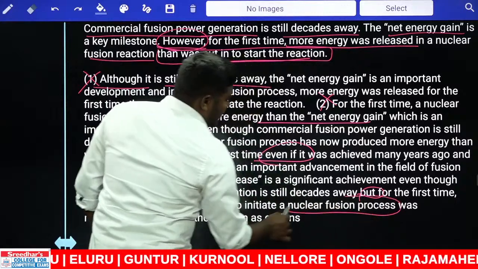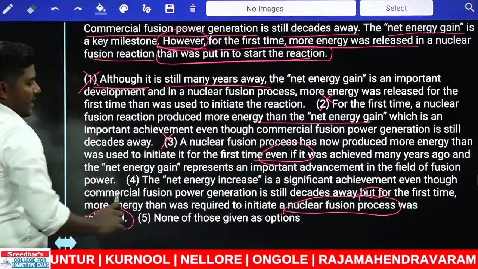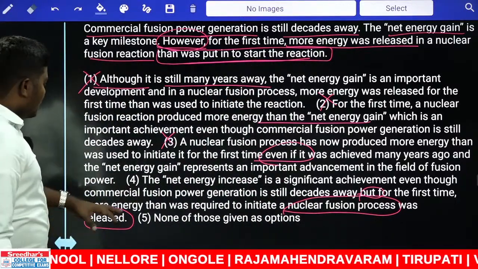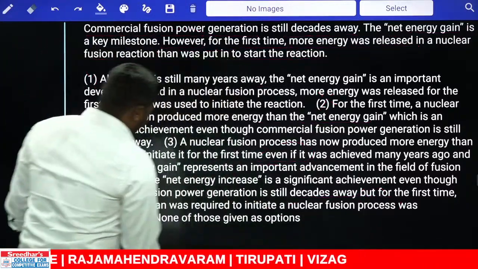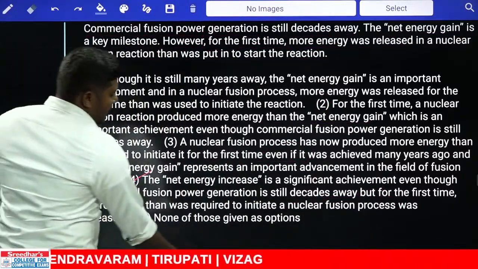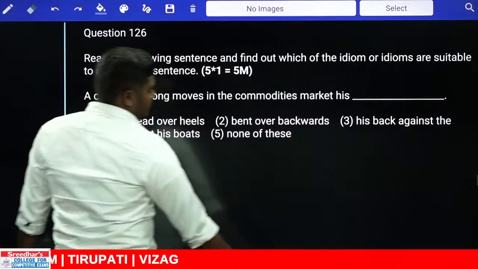Nuclear fusion process and the fusion release, both of them are compared here. So this comparison is also done. So the answer is more accurate with the fourth one. Next, 126.